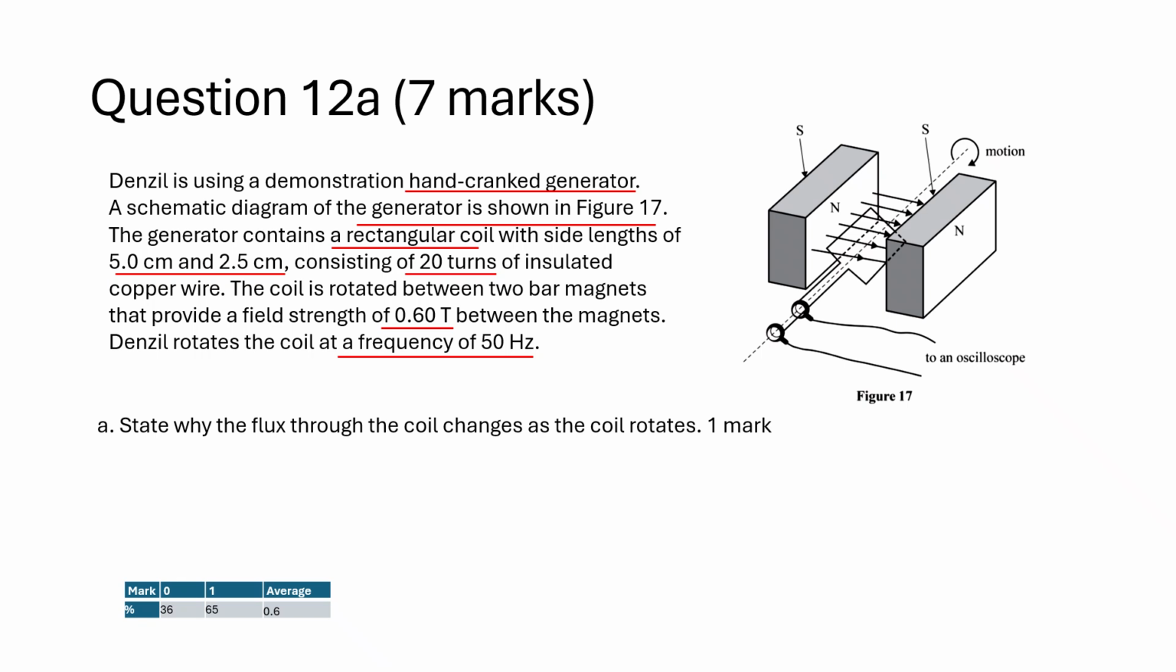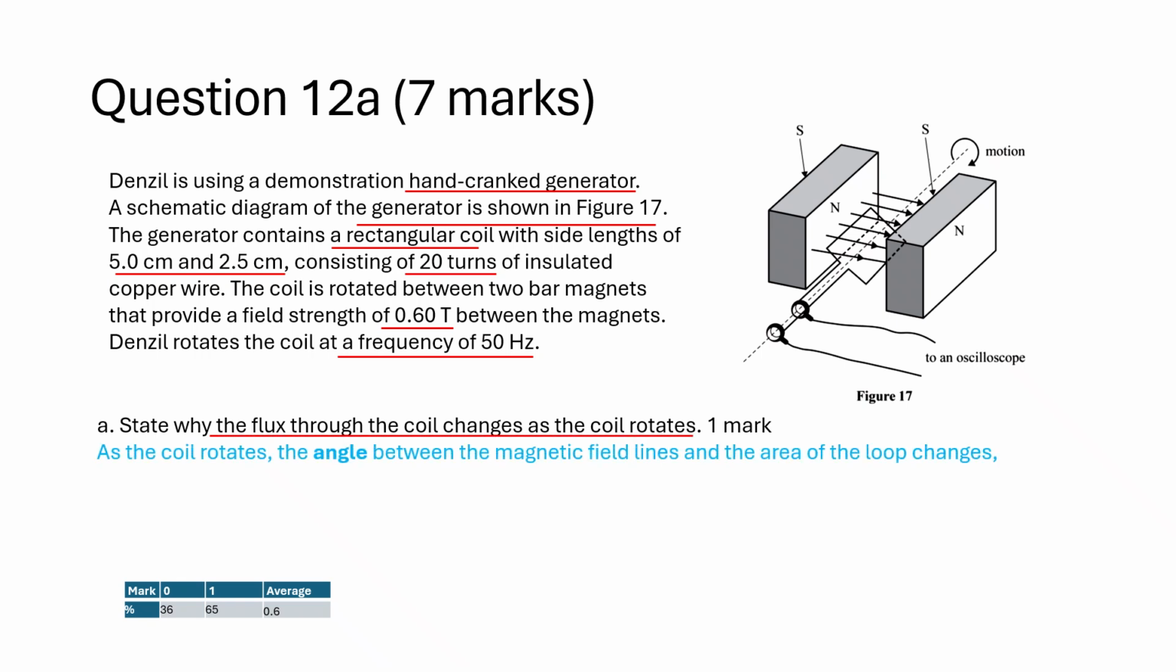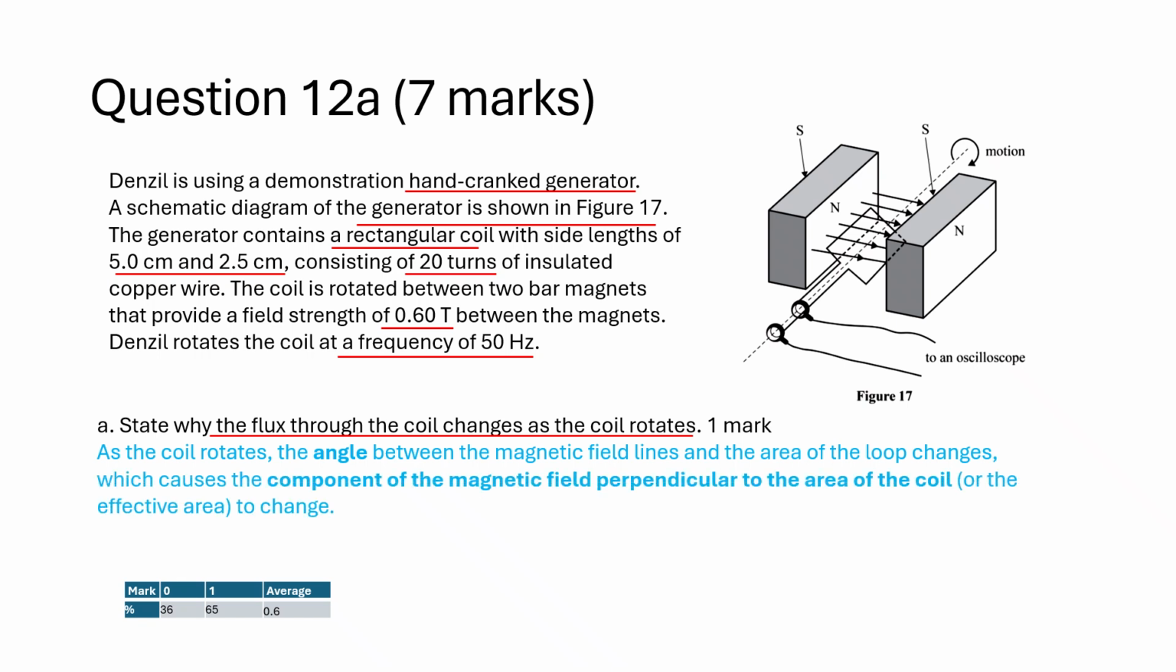State why the flux through the coil changes as the coil rotates. 1 mark. Refined response: as the coil rotates, the angle between the magnetic field lines and the area of the loop changes, which causes the component of the magnetic field perpendicular to the area of the coil, or the effective area, to change.